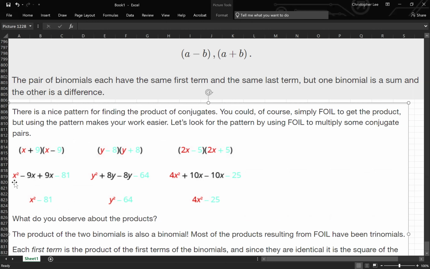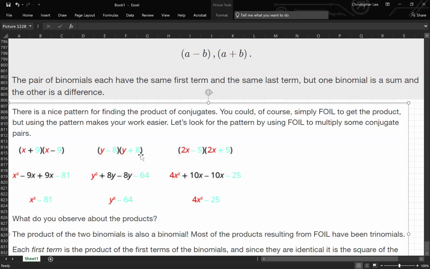This becomes what? x times x, x squared, x times -9, -9x, plus 9 times positive x is going to give you positive 9x, and then positive 9 times -9 is -81. Combining like terms, what do we get? x squared minus 81, right?